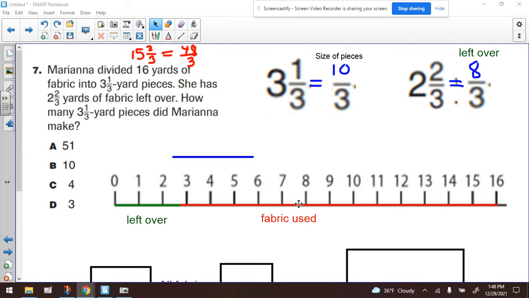Mariana divided 16 yards of fabric into 3 and 1/3 yard pieces. She has 2 and 2/3 yards of fabric left over. How many 3 and 1/3 yard pieces did Mariana make?